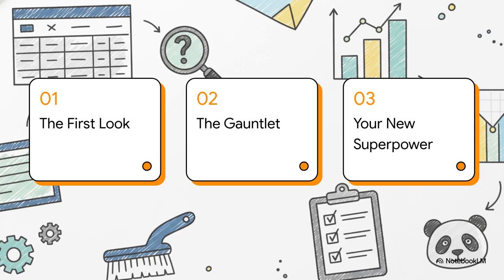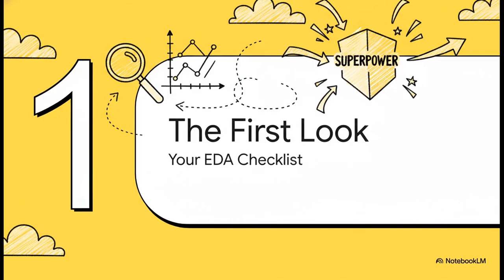First, we'll walk through a simple 3-command checklist for that crucial first look. Then, we're going to put our data through what I like to call the gauntlet, a series of critical quality checks. By the end, you'll have a rock-solid, repeatable workflow you can use every single time. Let's get started. Okay, phase 1 is all about getting the lay of the land.